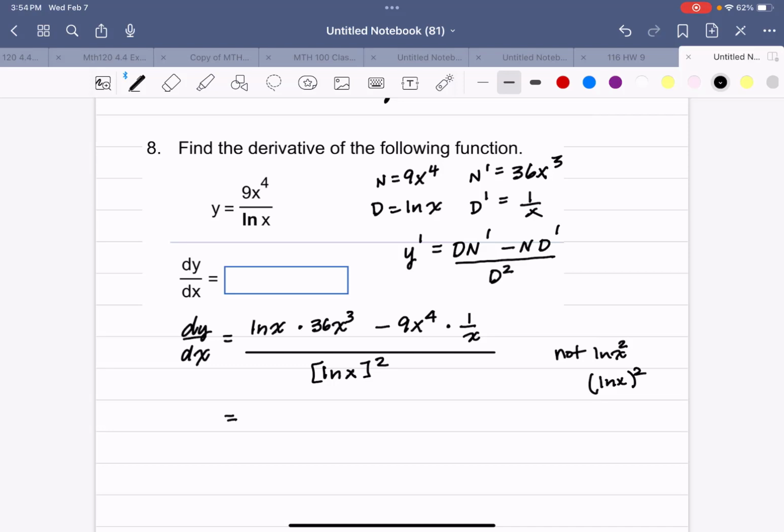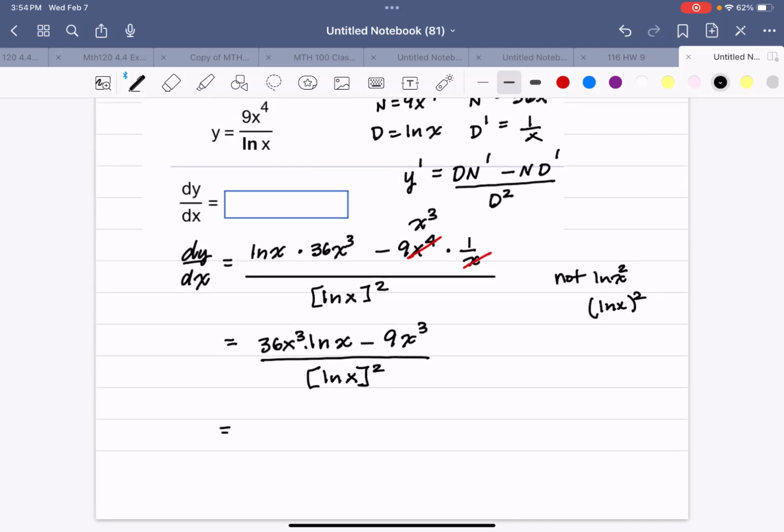Little bit of cleanup. I prefer to put the 36x to the third in the front so that it doesn't appear to be inside that natural log. Minus, have a little reducing here. That's going to leave me with an x to the third. So minus 9x to the third. And all of that is over the natural log of x, quantity squared.